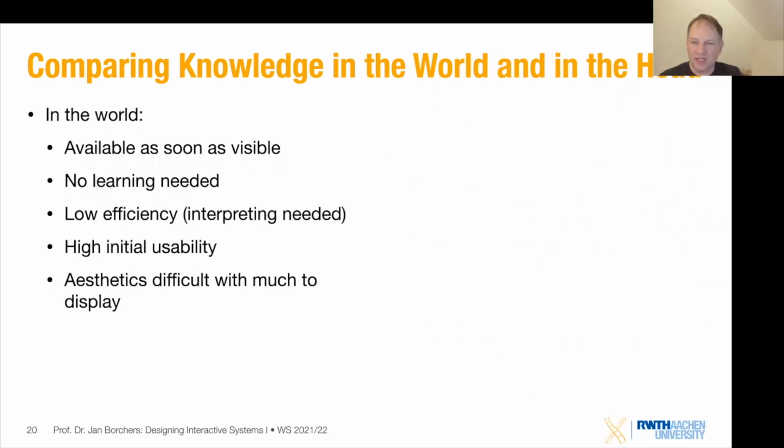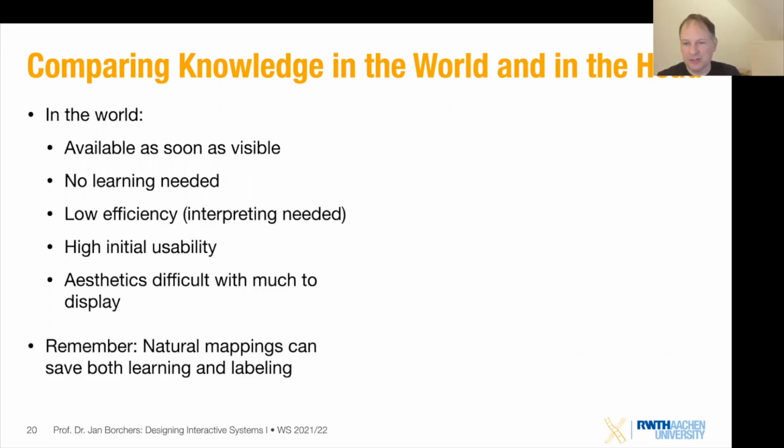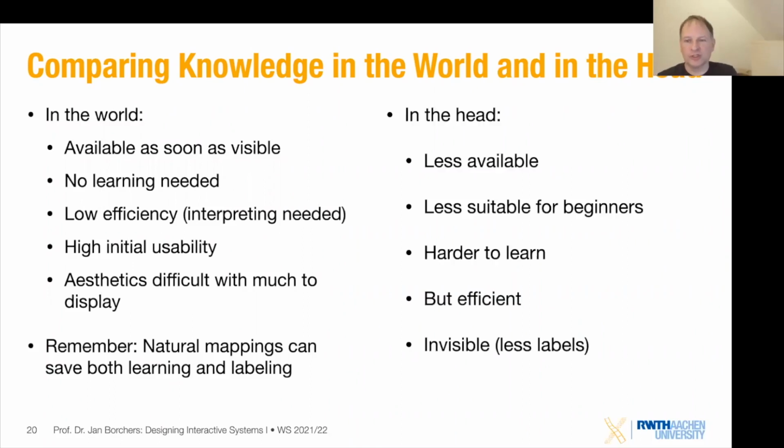But the aesthetics are sometimes tricky, right? Something that is all strewn with labels and explanations looks very busy and not very elegant and can be a little unsettling and even overwhelming at times. Remember that we can, however, use natural mappings to get rid of a lot of those labels, right? Natural mappings are a great panacea, if you want, because they both remove the learning need and they also remove the need for labels.